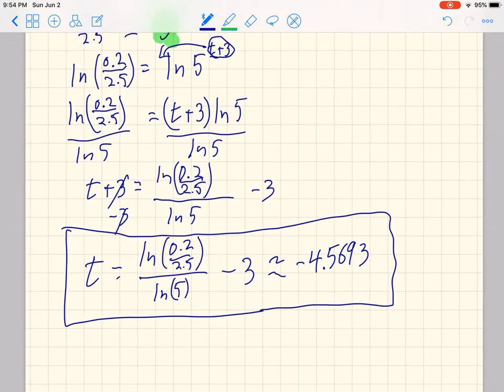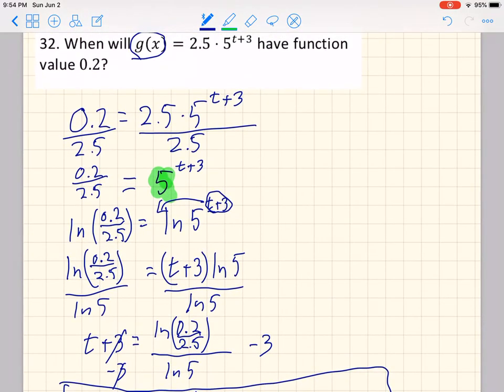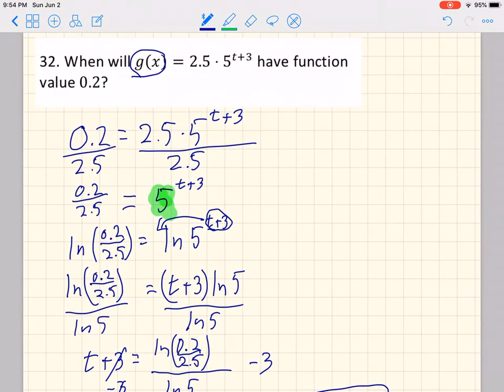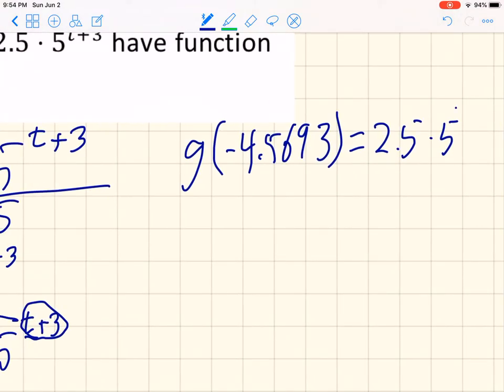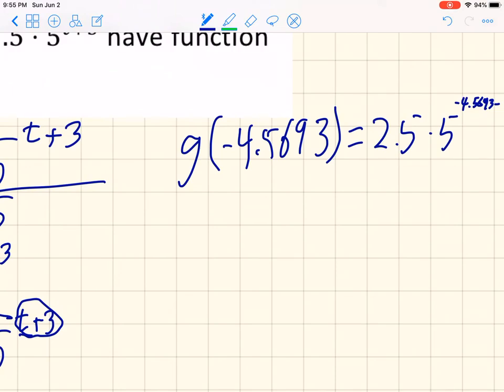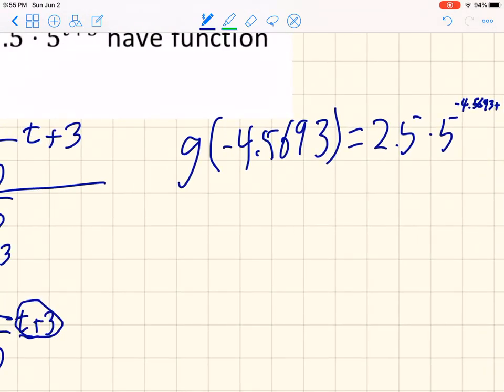So I feel pretty good about this, but I don't actually know if that's a reasonable number. I didn't stop and think at the beginning if it was reasonable. So what I'm going to do is plug in and calculate g of negative 4.5693 and see what it comes out to be. So 2.5 times 5 to the negative 4.5693, plus 3. Sorry, I ran out of room here.